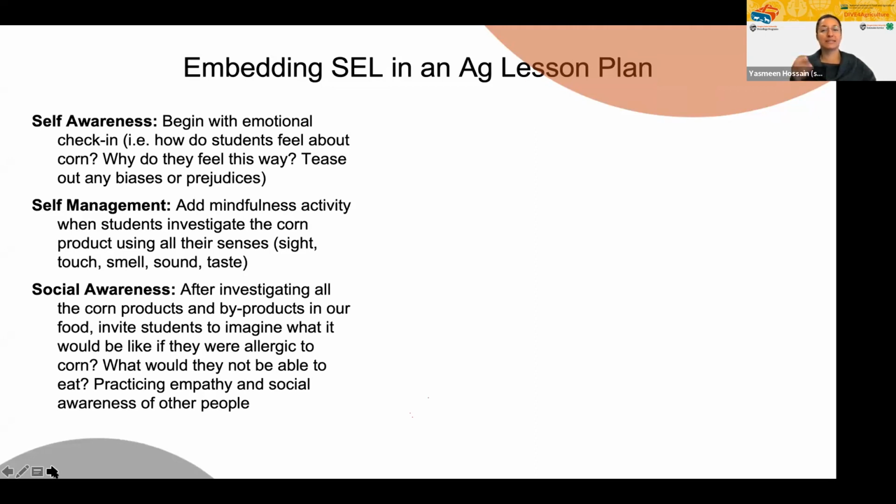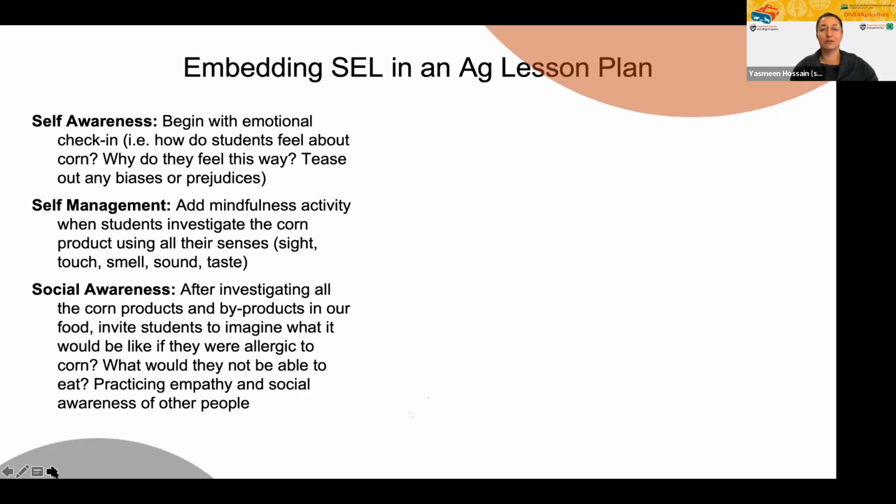And then for self-management, I would add some mindfulness to it. So especially as the students are investigating the corn, prompt them to tune in with their sight, touch, smell, sound, taste. So using their senses for mindfulness. For social awareness, I would invite them that after they've investigated all the corn products and byproducts in our food, to again, invite them to imagine what it would be like if they were allergic to corn and couldn't eat any of this.